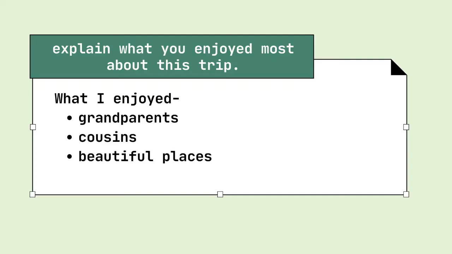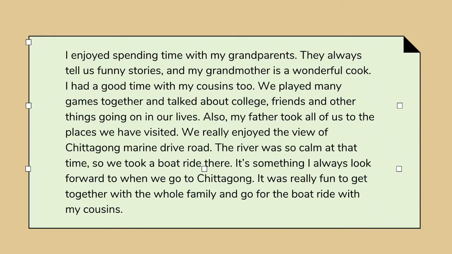Firstly, make notes during your 1 minute prep time. So if we look again at the same question, here you can make notes like this: what I enjoyed, grandparents, cousins, and places. Based on these 3 points, you can make a couple of sentences for each point. So all together it goes like, I enjoyed spending time with my grandparents. They always tell us funny stories and my grandmother is a great cook.